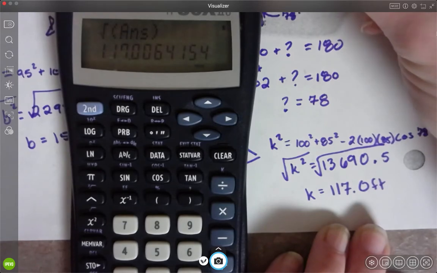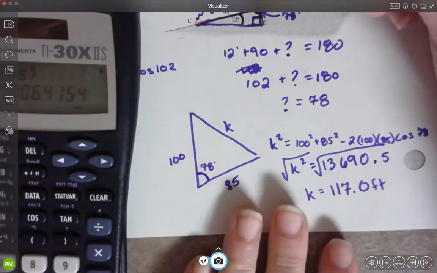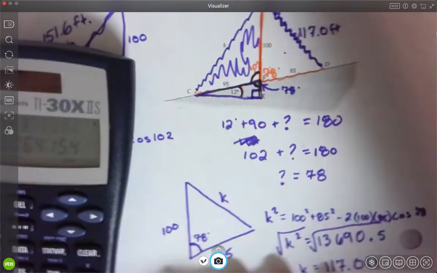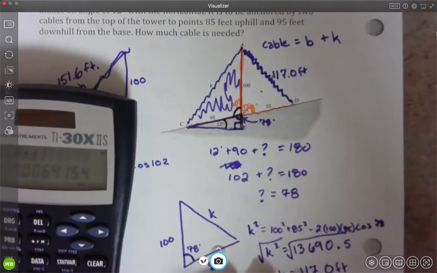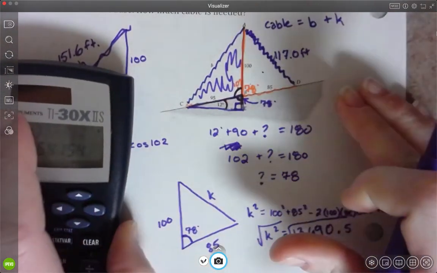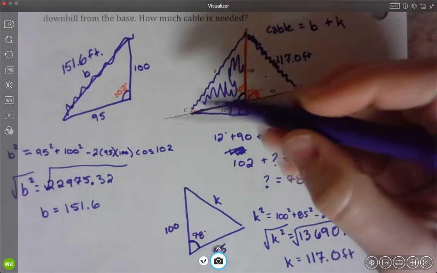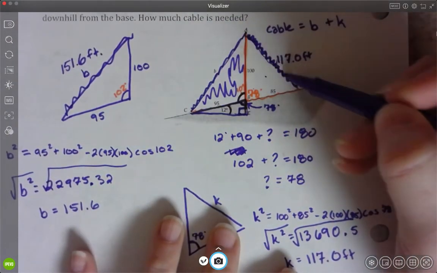117.0 feet. Okay, let's see if we've answered the question. How much cable is needed is what they ask in total. I'm going to make my screen really big. How much cable is needed? Cable is both of these we said added together.